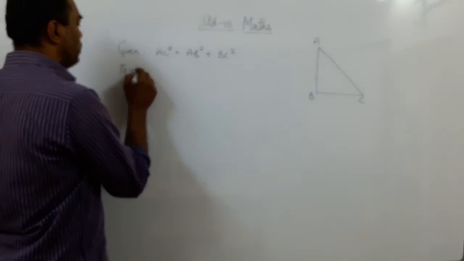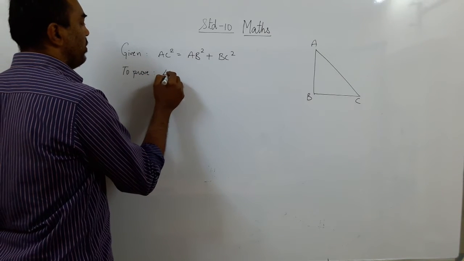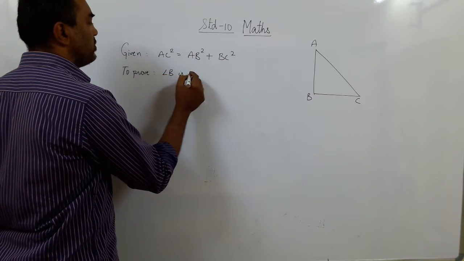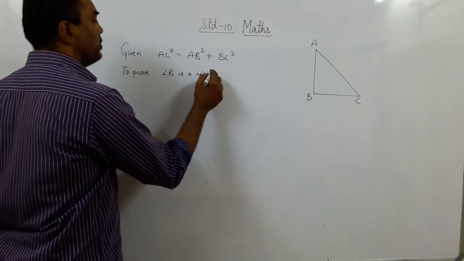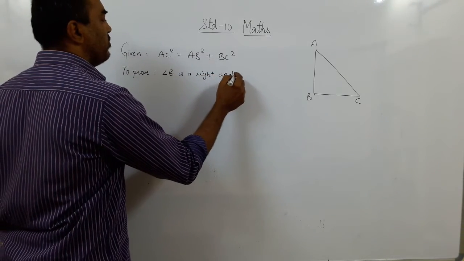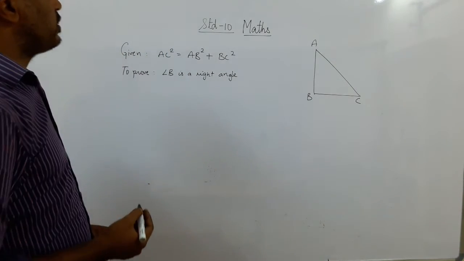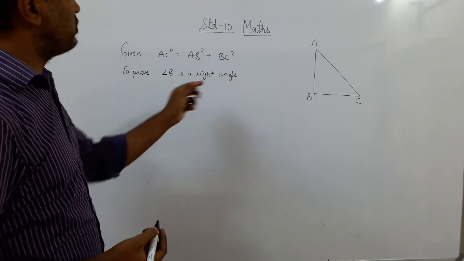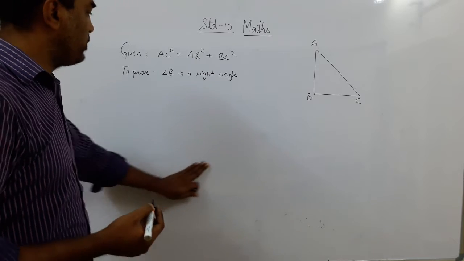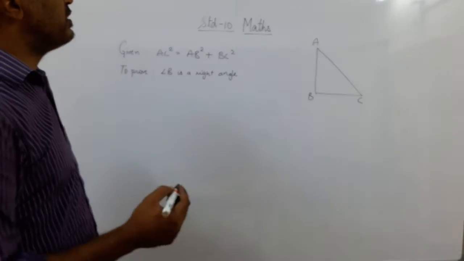We have to prove angle B is a right angle. In the previous theorem we were given that triangle ABC had a right angle, and then we proved this. Now the converse states AC square equals this, and we have to prove B is a right angle. For the proof we will do a construction.